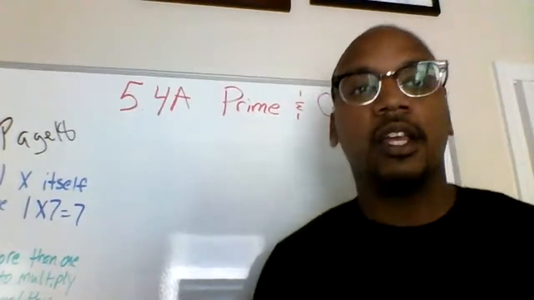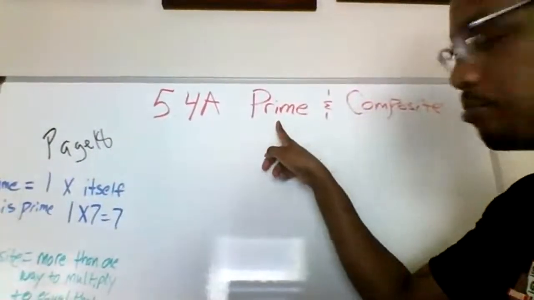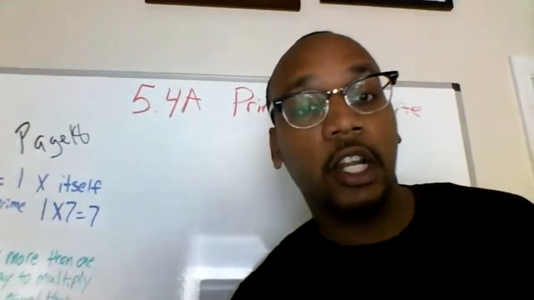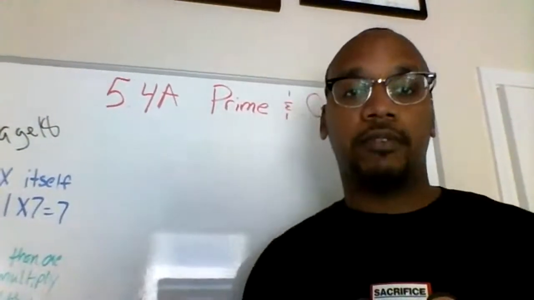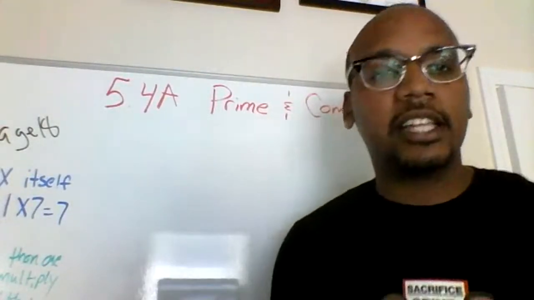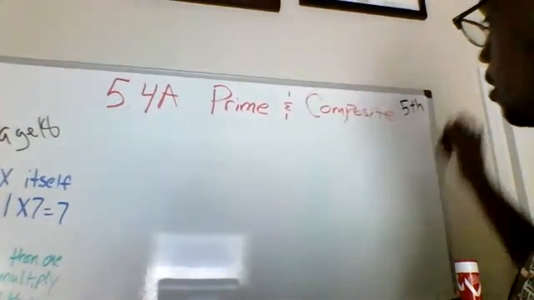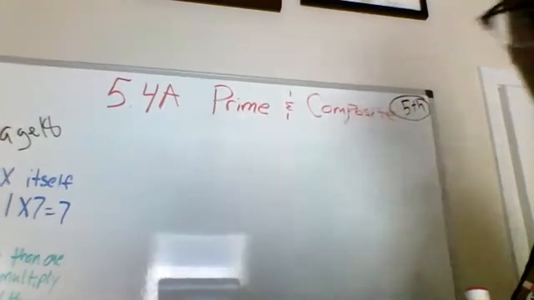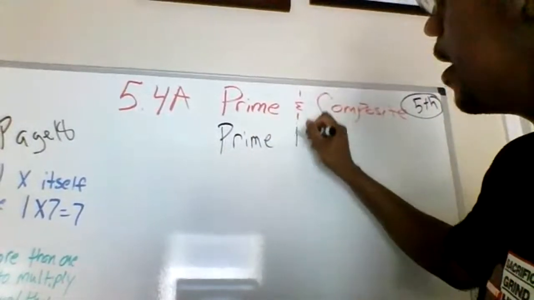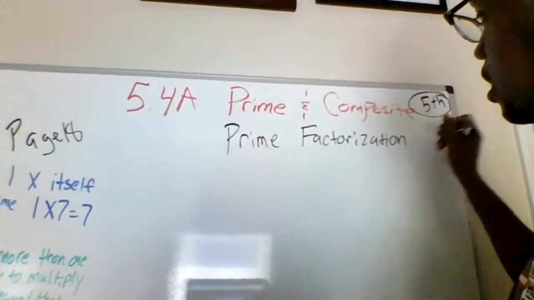All right. So in 5th grade, you only needed to know the difference between prime and composite. In 6th grade, it gets a little bit more complex. Right? It's a little bit more difficult. You're gonna break it down a little bit more. So in 6th grade, you're gonna do what they call prime factorization. That's 6th grade.